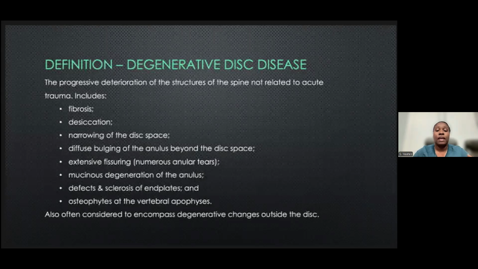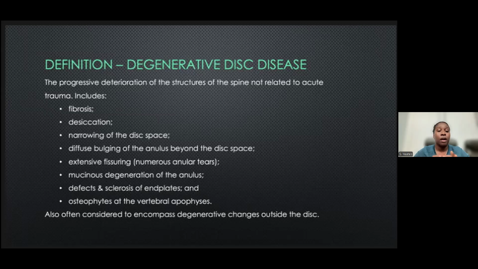Now, as you see on the screen, I have listed a few clinical syndromes of symptoms related to degenerative changes of the intervertebral disc. So as I said before, you have fibrosis, desiccation, narrowing of the disc space, diffuse bulging of the annulus beyond this space, extensive fissuring, that's where you have nummular annular tears, mucinous degeneration of the annulus, defects and sclerosis of the end plates, and osteophytes of the vertebral apophyses. It was also considered to encompass degenerative changes outside of the disc.